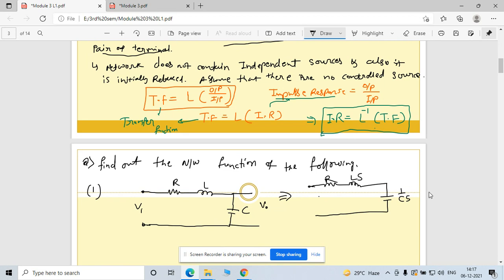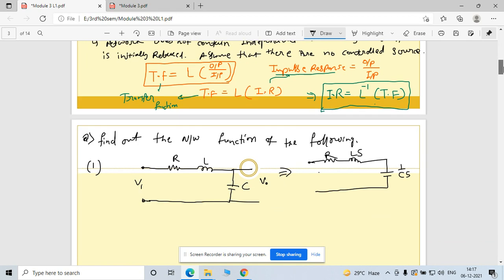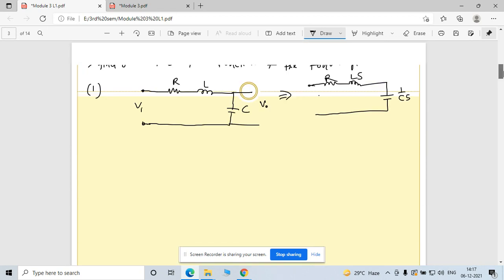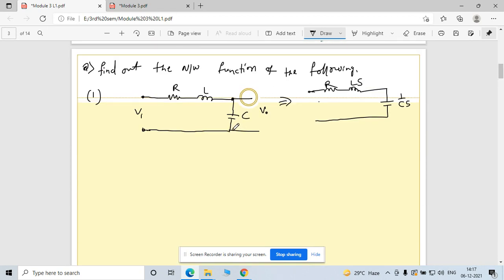So this is your S domain. According to the definition, what is your transfer function? It is the ratio of response to the excitation at a different pair of terminals. What does this mean? Suppose this is one terminal and this is the other terminal. You are using this terminal as your output. So for this circuit, the transfer function is nothing but V output upon V input, right?